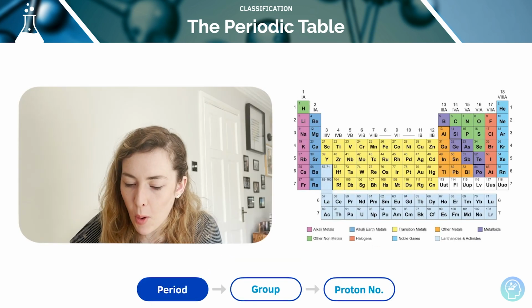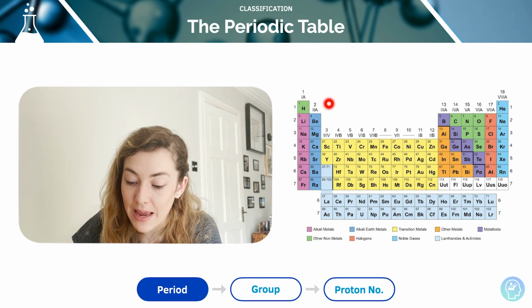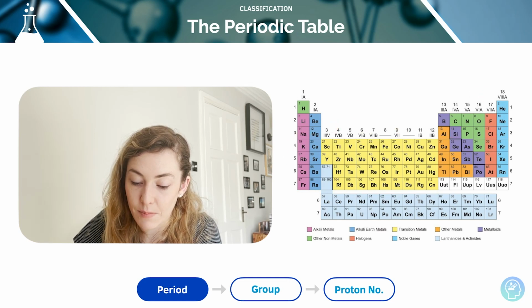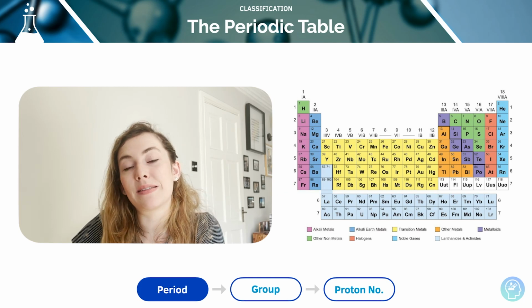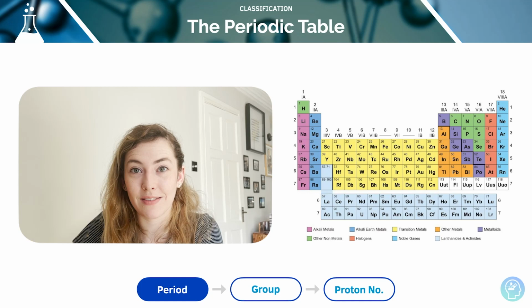So here I've got a periodic table, and we refer to a period. When we say that, we mean the horizontal row in a periodic table. That is one period. So period 1, 2, 3, 4, 5. You can see these numbers down here. So elements in the same period, or the same row, have the same number of electron shells.